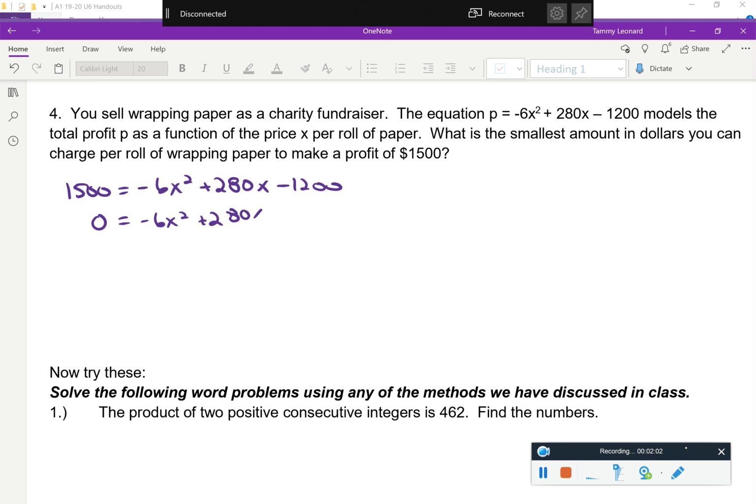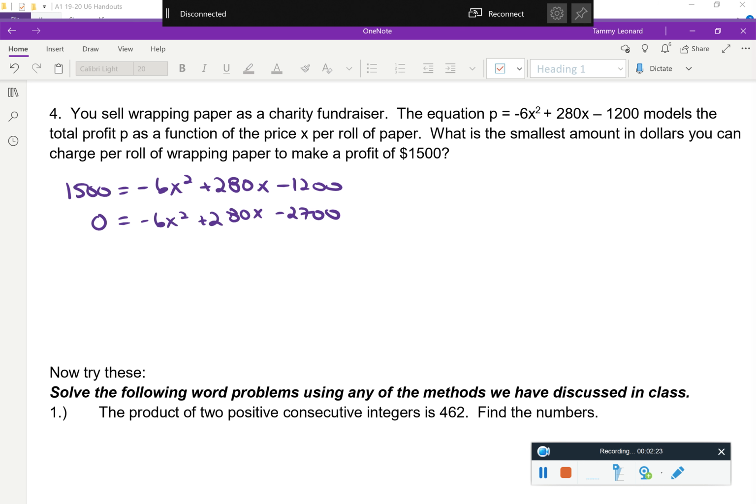Now, I'm going to point out something that you may or may not notice when you're working by yourself. If you don't notice it, you can certainly still solve the problem and get the right answer. But what do you notice about 0, negative 6, 280, and 2,700? They're all divisible by 2, right? Those are all even numbers. So just like you should always reduce fractions, you should also always reduce equations if possible.